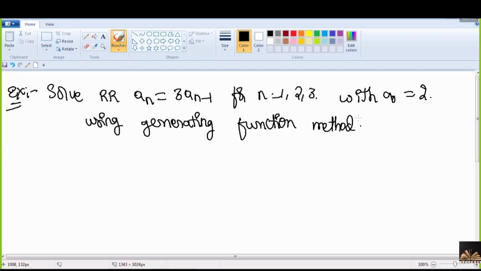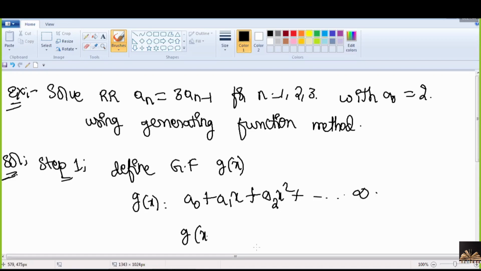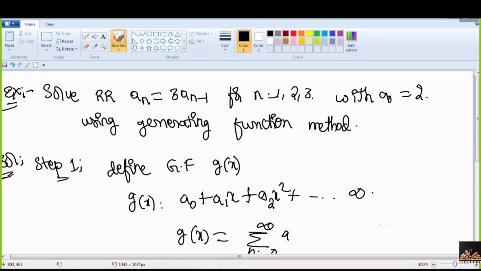First step, always: first take down the problem, all of you. First step is to define the generating function g of x. What is g of x? In general, g of x is equal to a0 plus a1x plus a2x square and so on up to infinity. This can be written as g of x equal to summation of n equal to 0 to infinity an into x to the power n. Let it be equation number 1.